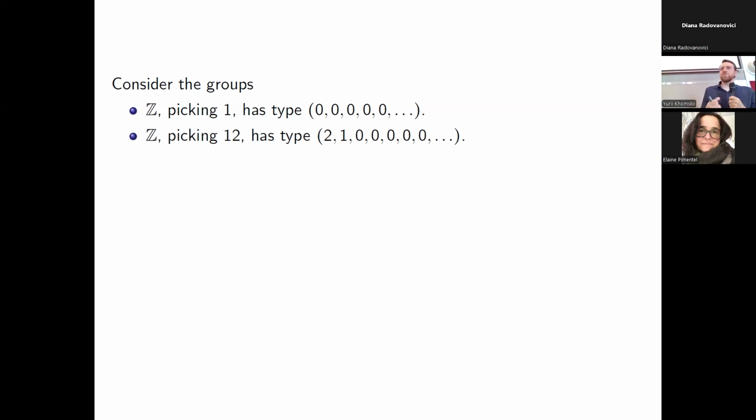So how many times is it divisible by 2? Well, twice. And then it's divisible by 3 one time. And then it's not divisible by anything else. So its type sequence is 2, 1, and then a whole bunch of zeros. I could also take some other groups.